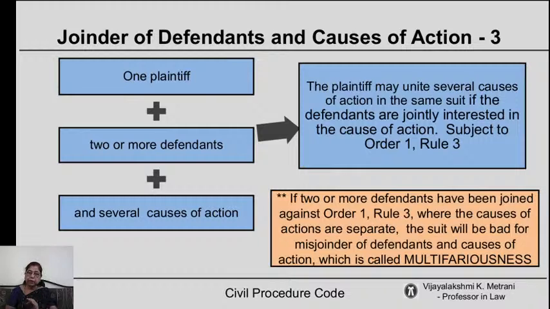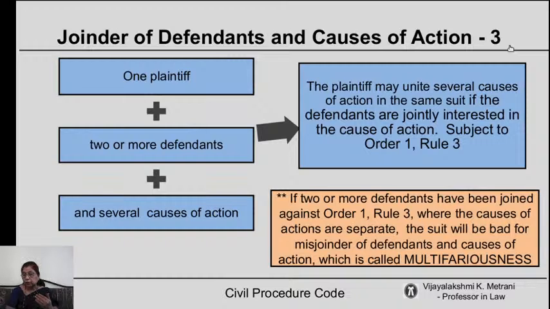Order 1, rule 3 speaks about joinder of defendants. Are you getting this? So when defendants are to be joined, they have to look into the conditions there. What are the conditions? The relief claimed under order 1, rule 3, the relief which is claimed must have been based on the same act or transaction.